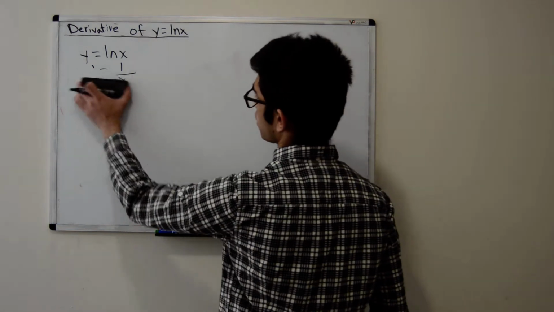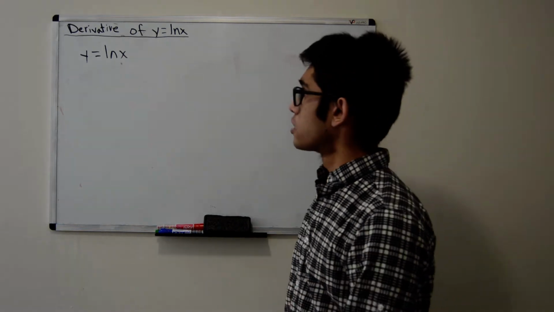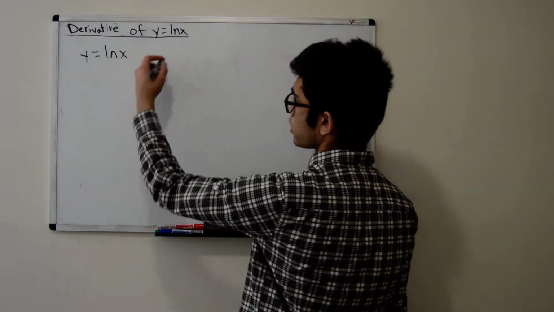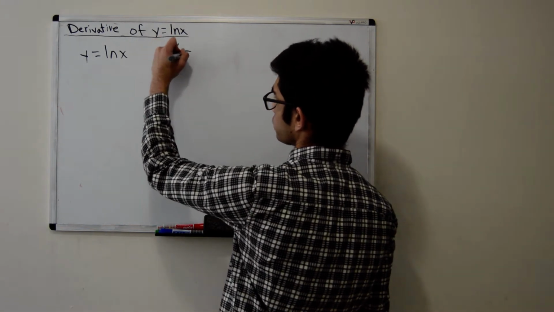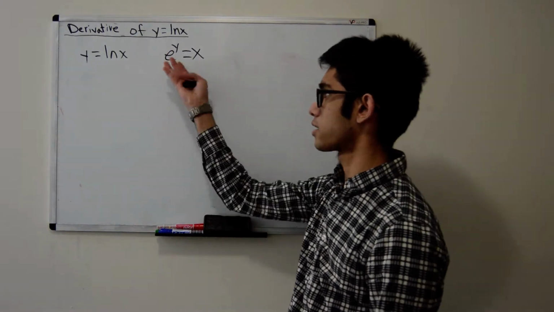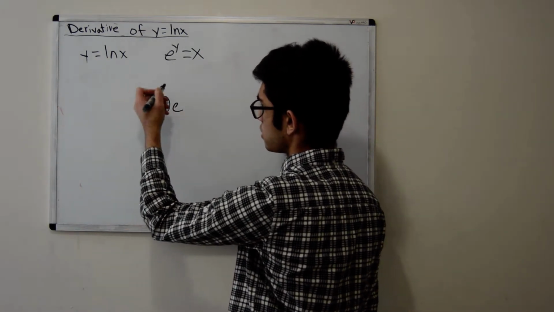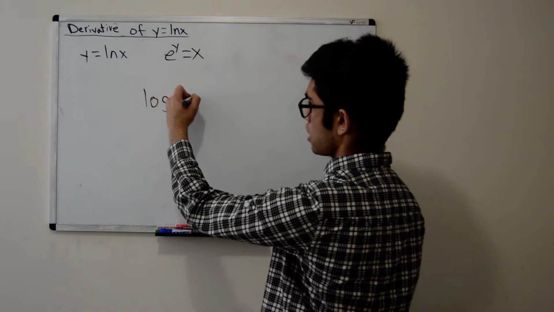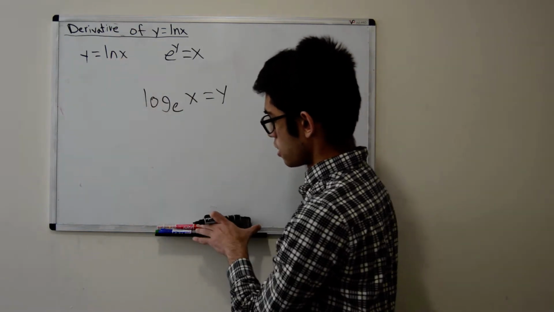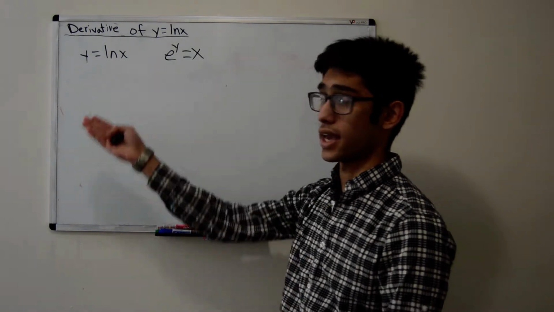So let's go ahead and start the proof. Our main goal is to get to 1 over x. So y equals ln x, right? If you know what a natural logarithm is, you'll know that if I say e to the y equals x, that's the same thing as saying y equals ln x, because a natural logarithm is just a logarithm with base e, so we just say ln for short.